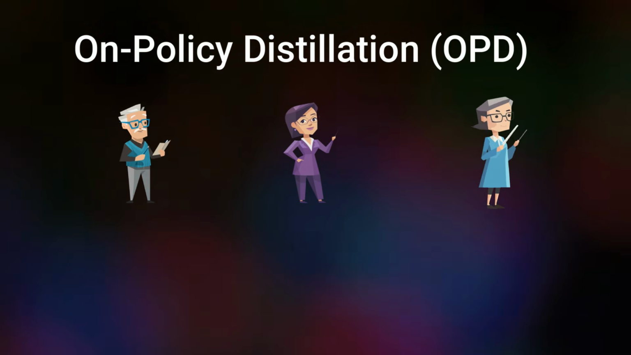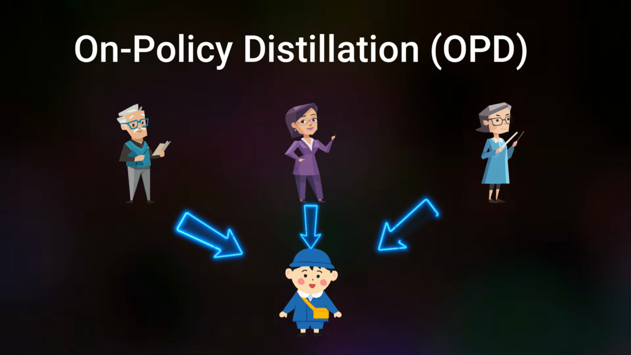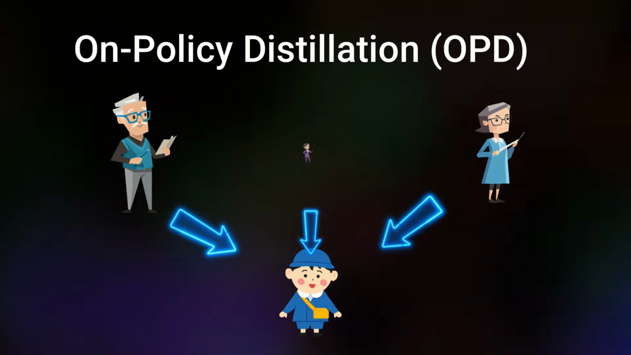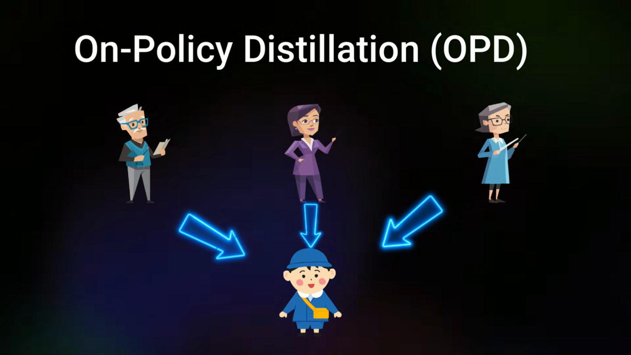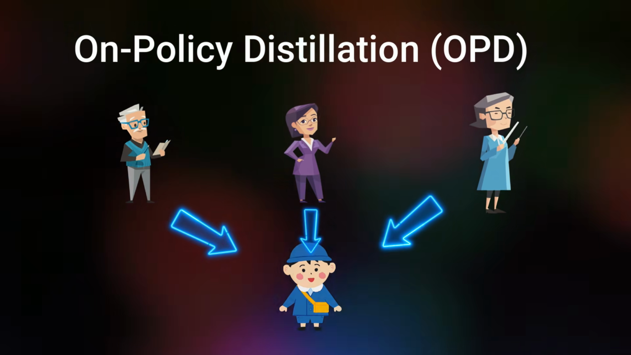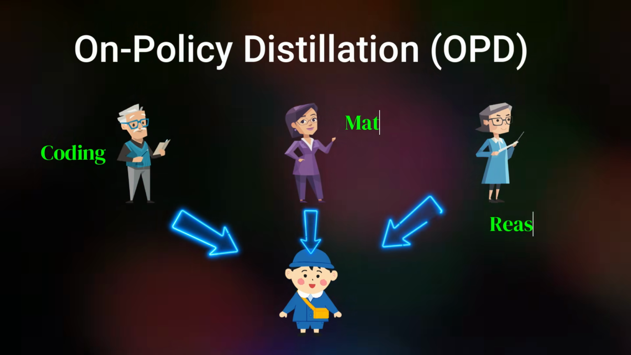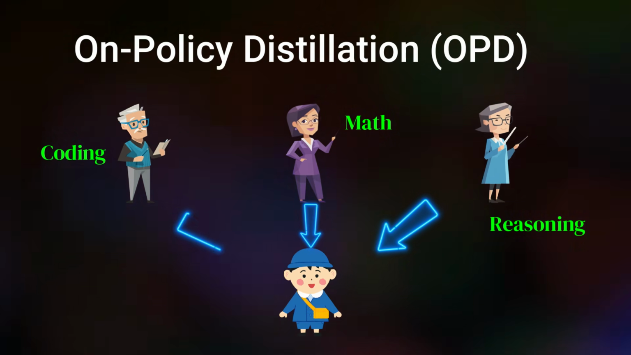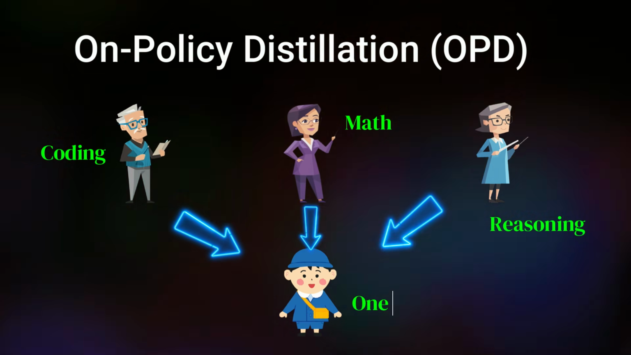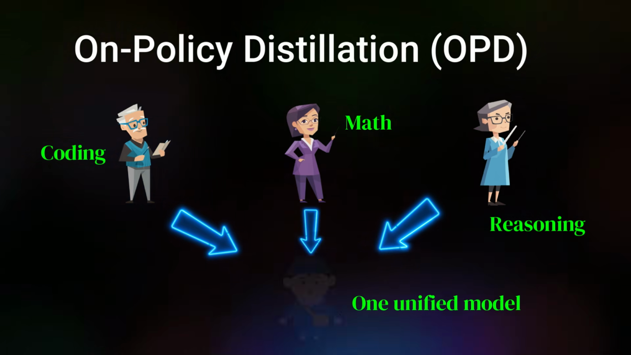DeepSeek uses something smarter, on policy distillation or OPD. Instead of merging weights, the student model learns directly from the outputs of multiple expert teachers. Think of it like this. Instead of copying the teacher's notebook, the student learns from how they actually solve problems. One teacher for coding, one for math, one for reasoning, and the final model learns from all of them without losing their expertise. Result, one unified model with specialist level skills.